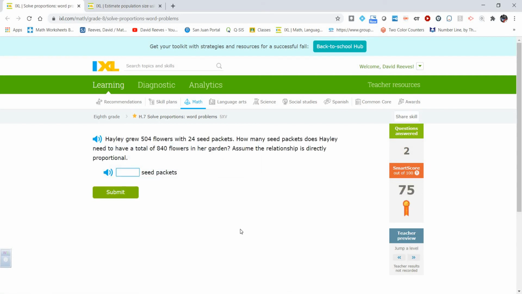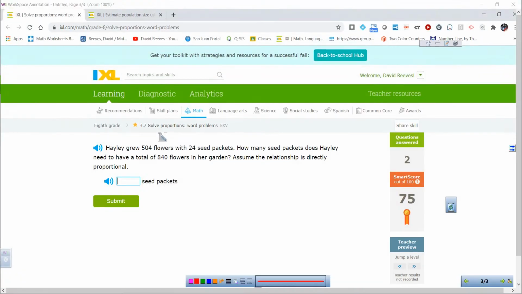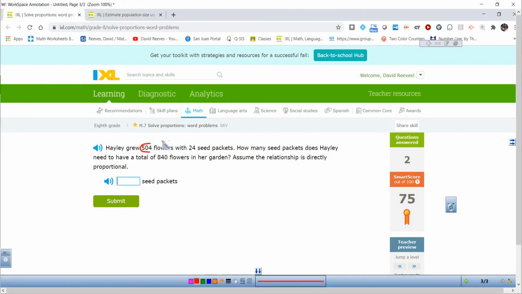Haley grew 504 flowers with 24 seed packets. How many seed packets does Haley need to have a total of 840 flowers? All right, so here we go. 504, 24. How many? That's going to be our x, right? And 840. Okay, so what do we got? We got 504 flowers. We got 840 flowers. We've got 24 seed packets, and we've got x seed packets, right?